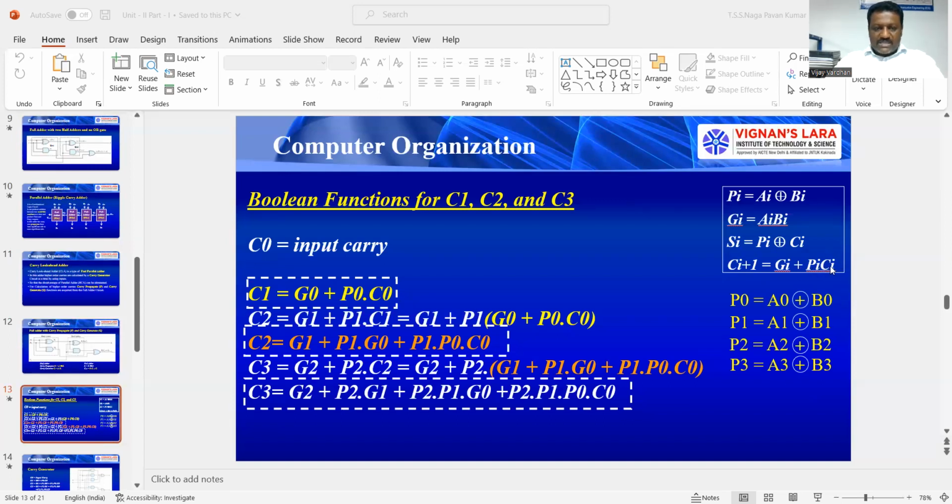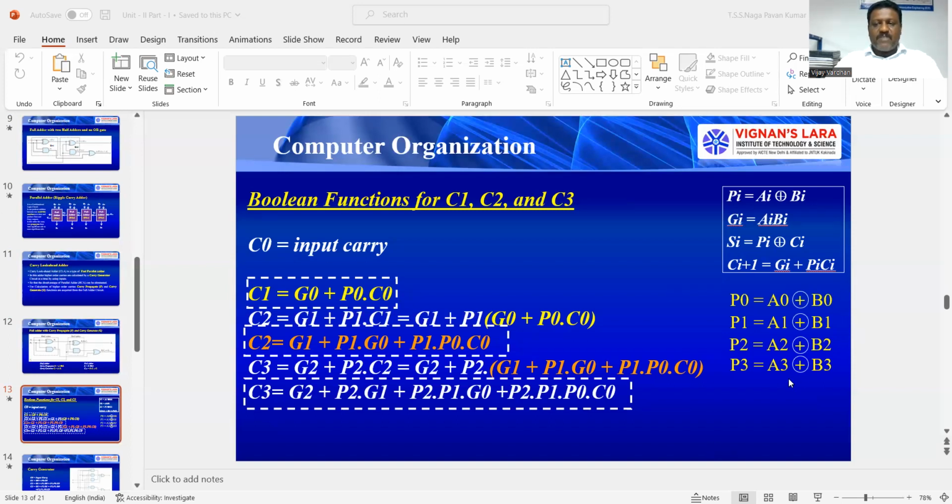Already we know what C1 is. C1 is G0 plus P0 C0. I substitute that here, then I get the C2 value as this. In order to calculate C3, if i is equal to 2, my C3 is equal to G2 plus P2 C2. So I know the C2 value; here I substitute that C2 value. Then my C3 value is this. Like this, I'll calculate higher order carries only by considering the input values.